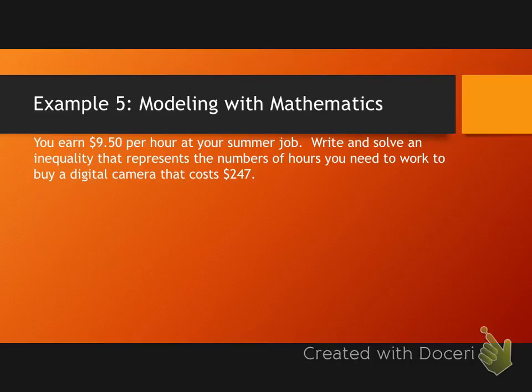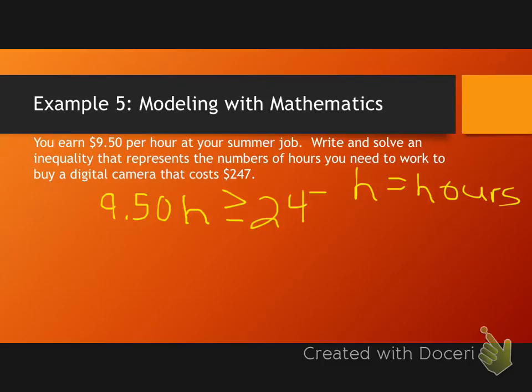So let's say that H is going to be our hours worked. That's going to be our hours. So if we're going to solve this here, we're going to have our hourly wage, which is $9.50 an hour, and you're going to multiply that times how many hours you need to work, which is going to be H, and that has to be greater than or equal to the 247. Because we have to have more money than the camera costs, or at least as much as the camera costs, in order to buy it.